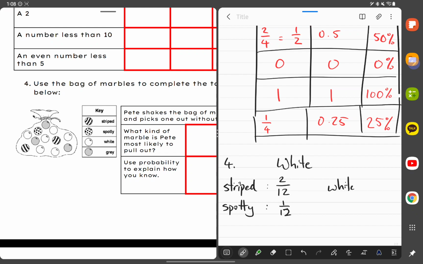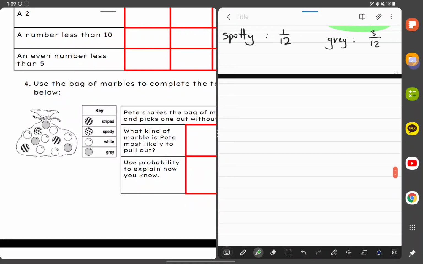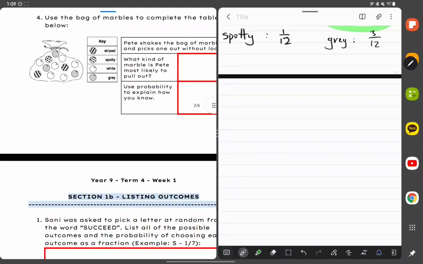What about white? How many are there? 1, 2, 3, 4, 5, 6. There are 6. 6 over 12. What about gray? 3 over 12. Now we can change this to decimals. We can change it to percentages, but we don't need to. We can already see that that is the biggest probability. 6 over 12. 50% chance of getting white. So there we go. That's question number 4.